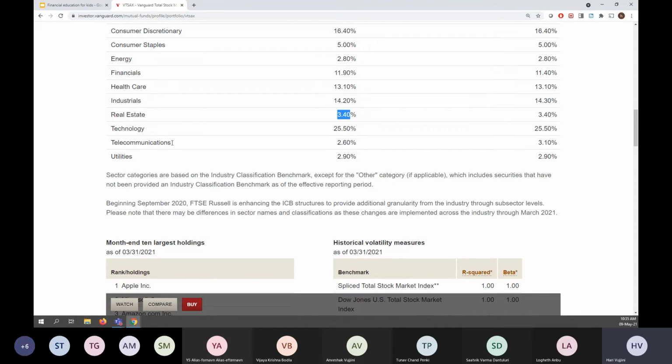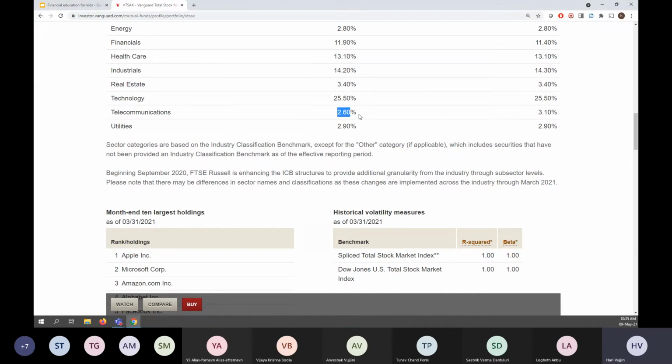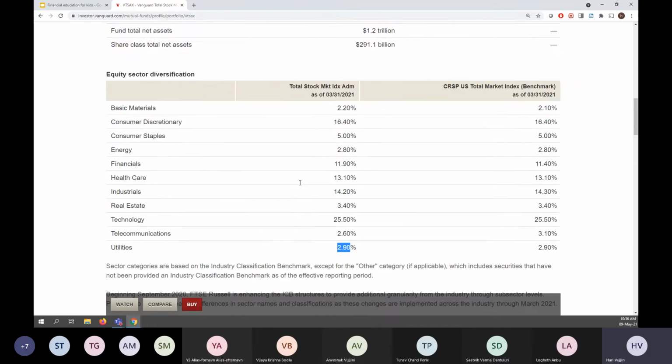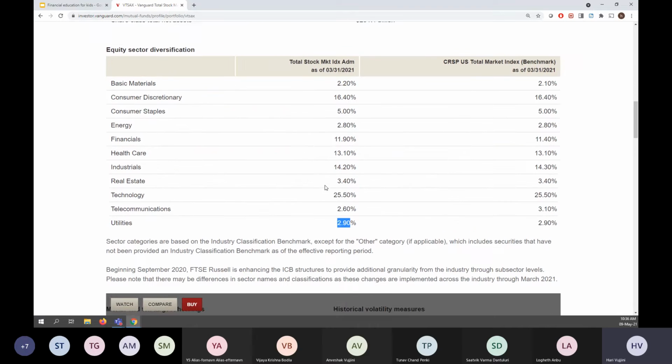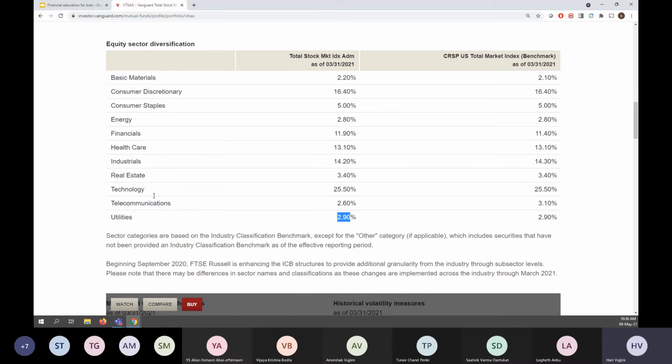And today the boom is in technology, right? That's the reason technology takes the major part, 25%. This is where they would invest in Facebook, Google, Apple, Twitter, all the big technology companies you can imagine. So of 100,000, 25,000 change is going to technology. And telecommunication, AT&T, Verizon, all those telecommunication companies, 2.60%, and then utilities. So basically, if you invest in this total market index fund, they are investing your 100,000 into these different sectors.